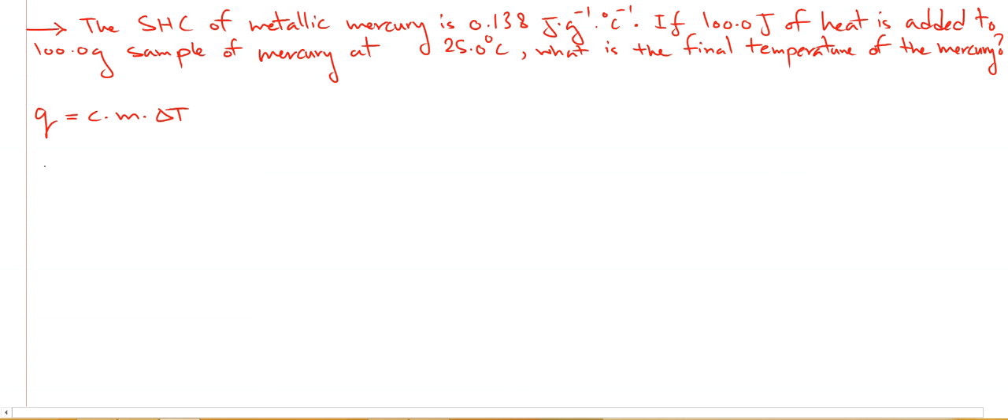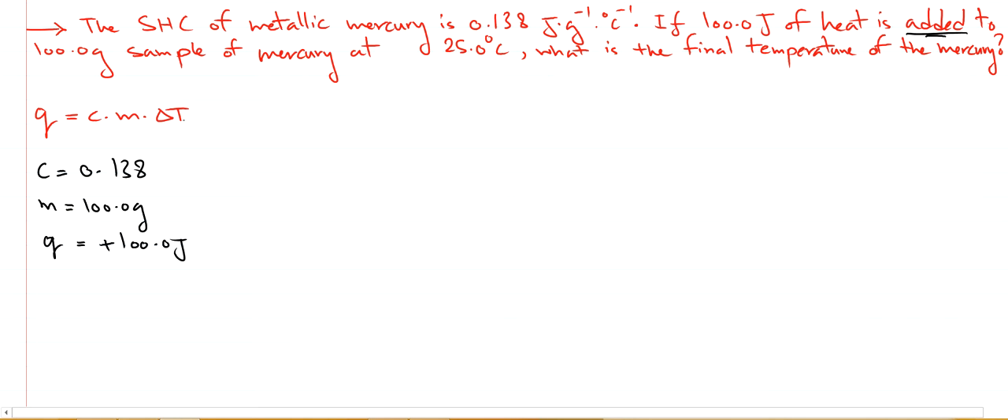So my little c is going to equal 0.138, and my mass is 100 grams, and my heat change is equal to positive 100 joules, and that is because the energy is added, so that means the energy is consumed, therefore our heat change value is going to be positive.